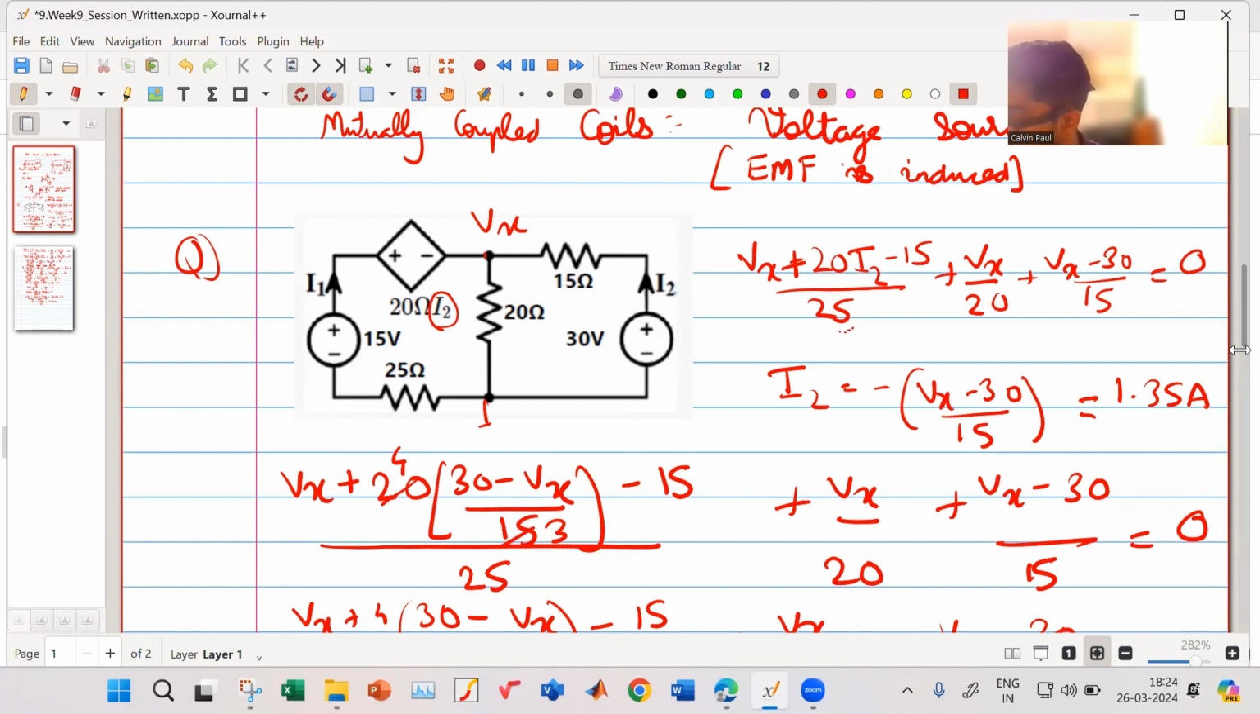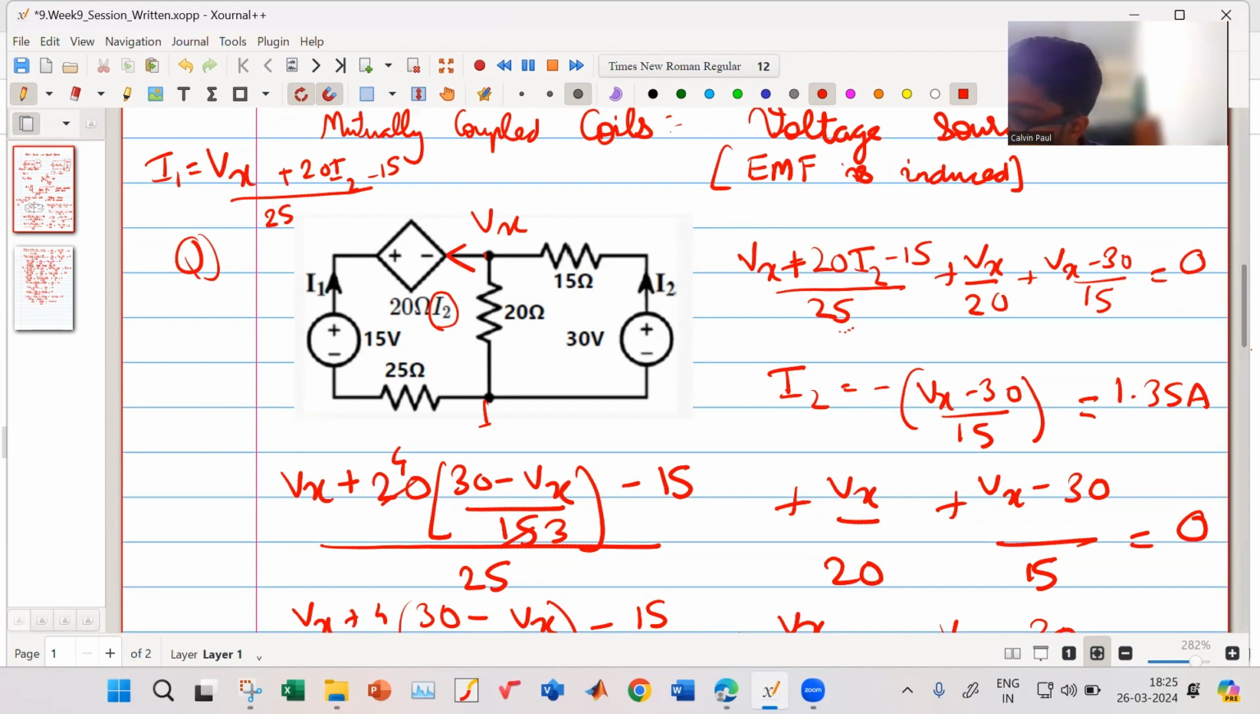Vx plus 20 minus 15 by 25. Yeah, I1 is what? V1, I1 you're saying is Vx minus 20 I2 plus 20 minus 15 by 25. Okay. Will be minus of that value, sir. Minus, yes, because this is what you are saying.